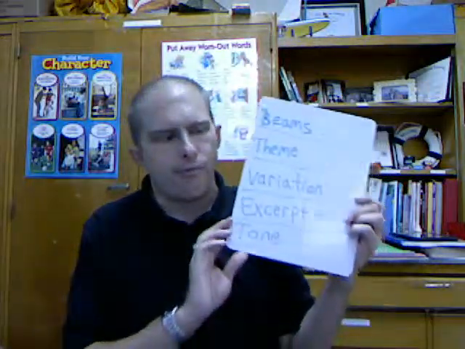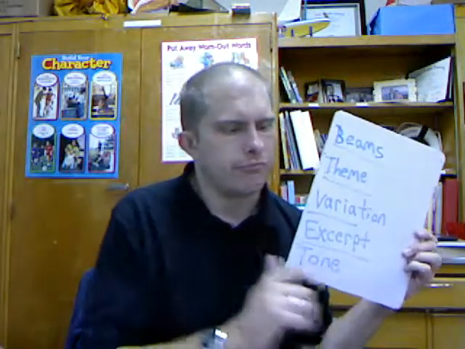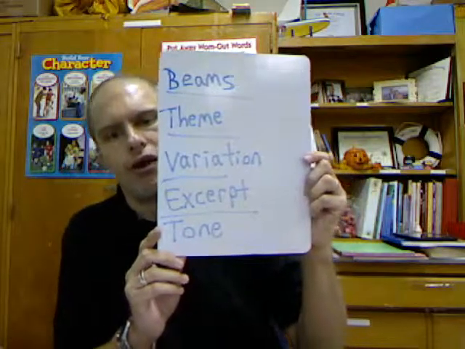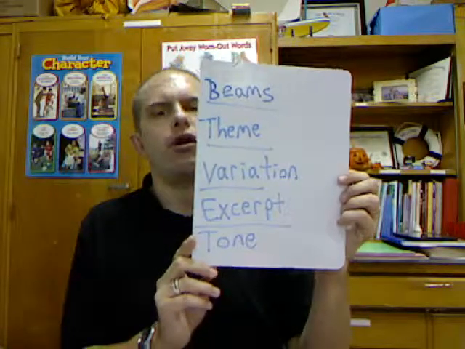We are going to talk about tone, a writer's tone when they are writing. We're going to read two poems, one by William Carlos Williams and one by Kenneth Koch, and we're going to write in our poetry journal. So let's go ahead and begin with a few key words that we'll be using: beams, theme, variation, excerpt, and tone.